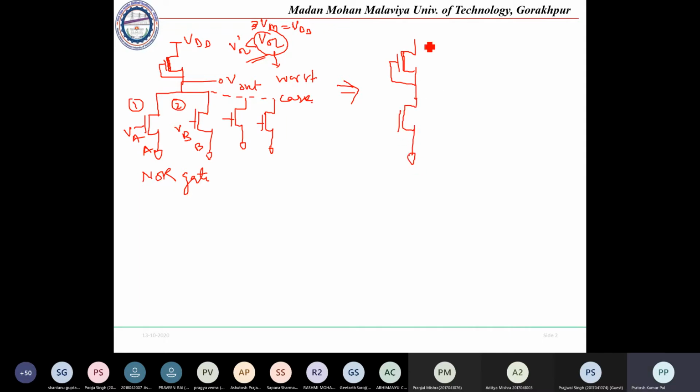Okay, so after converting it into an equivalent inverter form, this will be considered as your input, and this is your load. This load in this case is a depletion type NMOS. So whatever W by L ratio of this equivalent inverter will be there, this equivalent inverter will be representing this NOR gate.